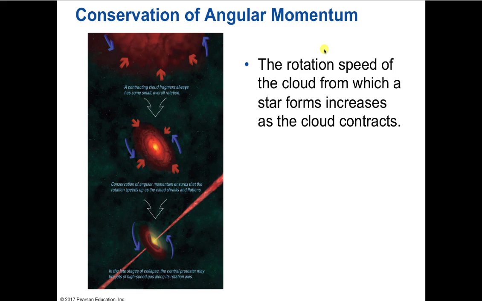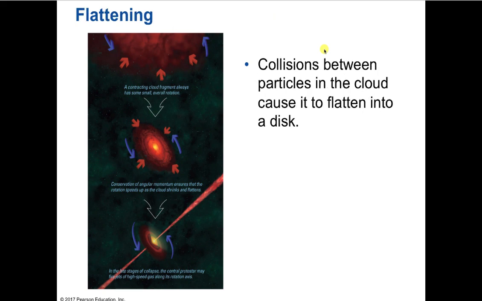If she's spinning with her arms extended, she rotates at a certain speed, but as she brings her arms in, she speeds up and rotates even faster. So the same thing happens to these clouds. As they contract, they rotate even faster. And then there's this flattening.